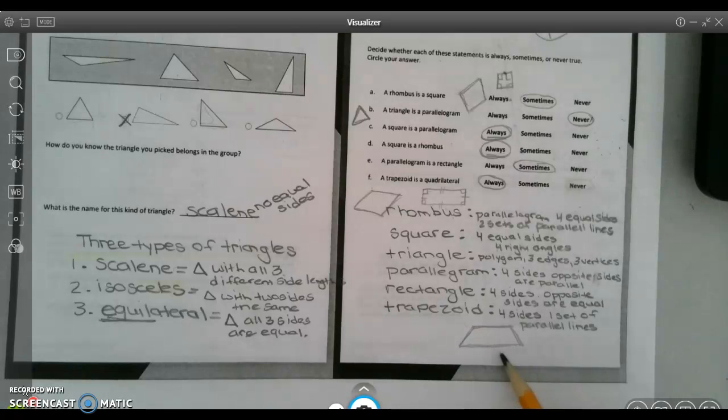A trapezoid, I drew a picture down here. It has 4 sides and 1 set of parallel lines, but that also makes it a quadrilateral.